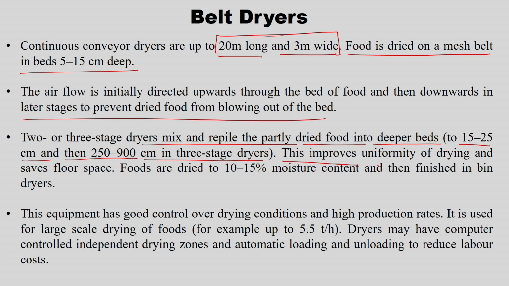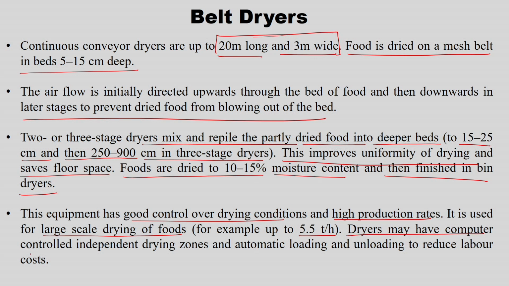So, this improves the uniformity of the drying and saves the floor space, and foods are dried to 10 to 15 percentage moisture content and then finished in bin dryers. So, the 10 to 15 percentage moisture content is done in belt conveyors, then the food material is passed to the bin dryer for final moisture removal. This equipment has good control over drying conditions and high production rates. It is used for large scale drying of foods, for example 5.5 tons per hour belt dryers. The dryers may have computer controlled independent drying zones and automatic loading and unloading to reduce the labor cost.